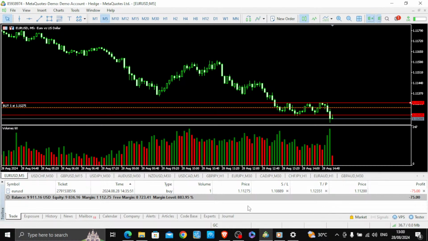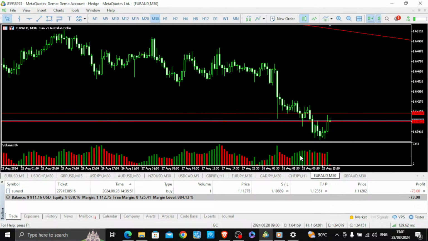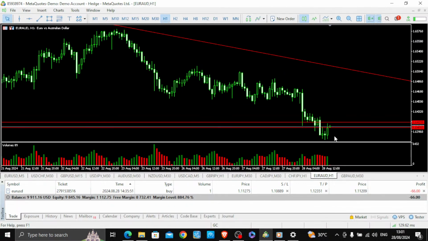Okay, let's see what happens here. Euro USD. Okay, look at that, that's our Euro USD. I think we have a good opportunity to enter the trade. I will enter this trade here. I'm entering here.